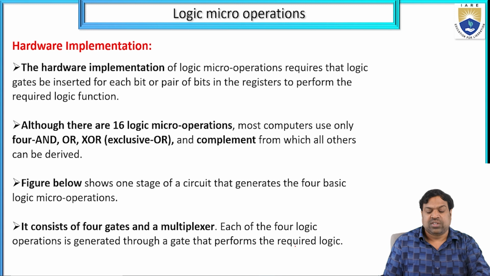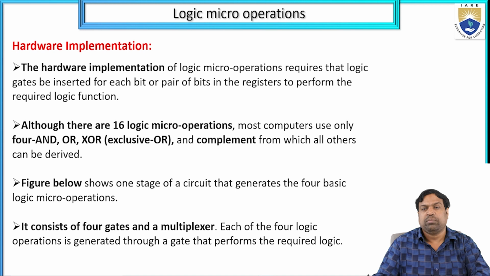And hardware implementation. The hardware implementation of logic micro operations requires that logic gates be inserted for each bit or pair of bits in the registers to perform the required logic function. Although there are 16 logic micro operations, most computers use only 4: AND, OR, XOR and complement. All others can be derived from these. The next figure shows a stage of a circuit that generates the 4 basic logic micro operations, and it consists of 4 gates and a multiplexer. Each of the 4 logic operations is generated through a gate that performs the required logic.